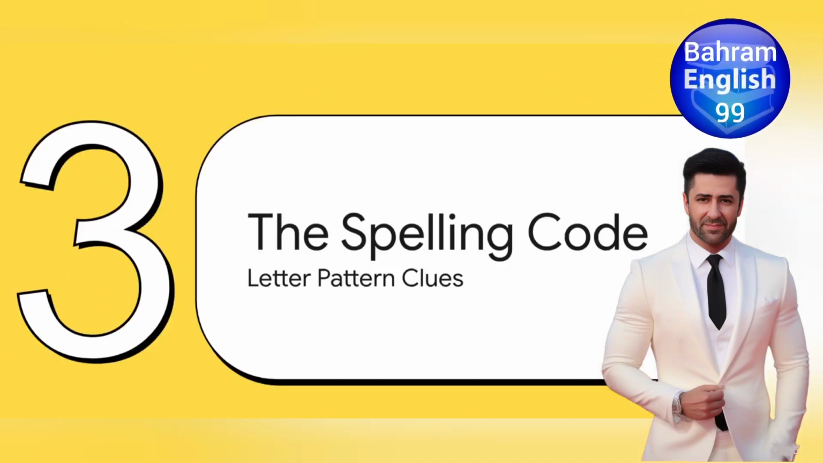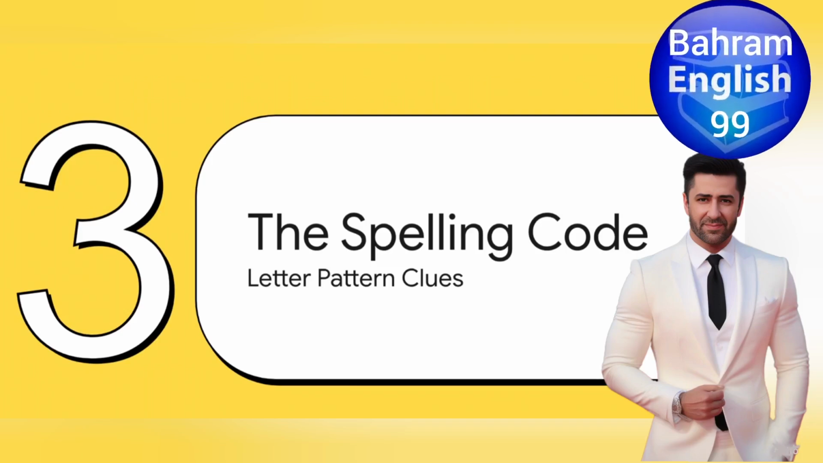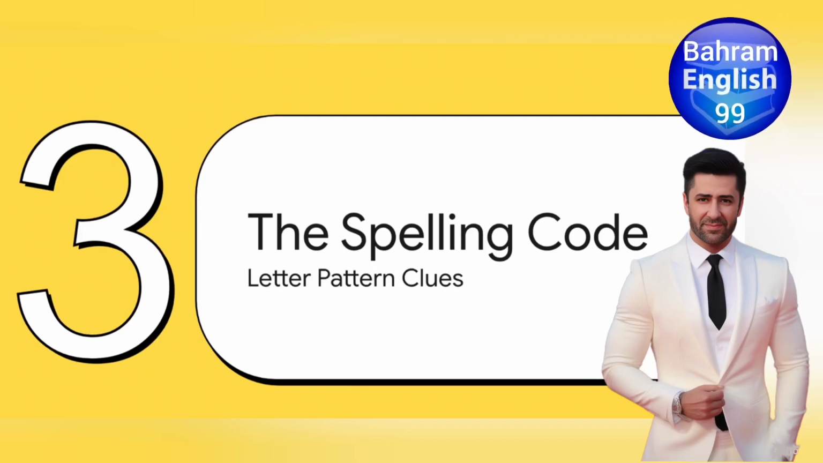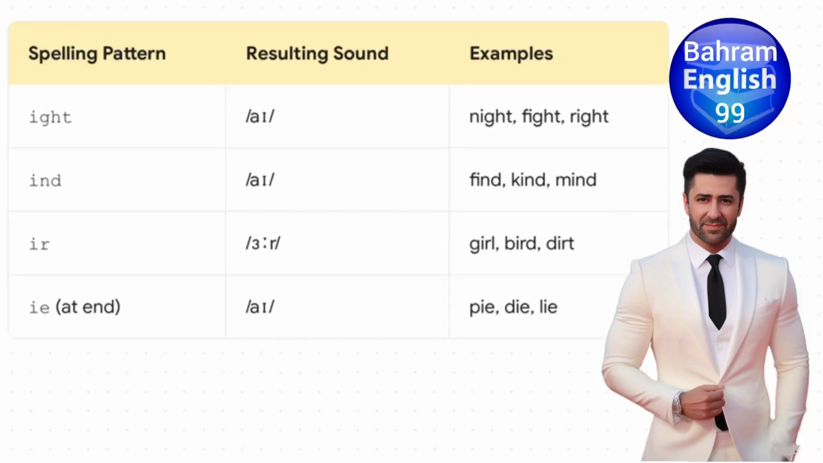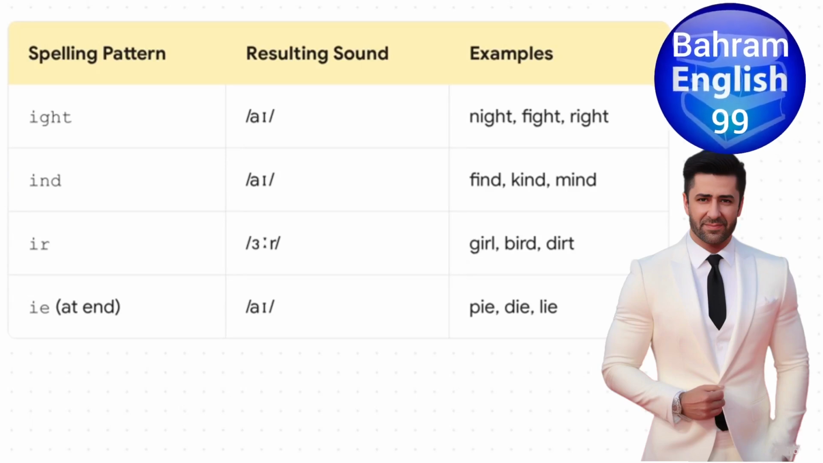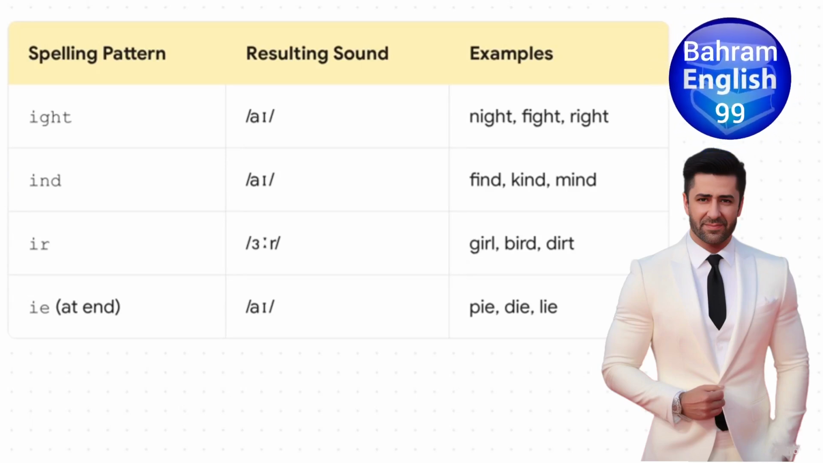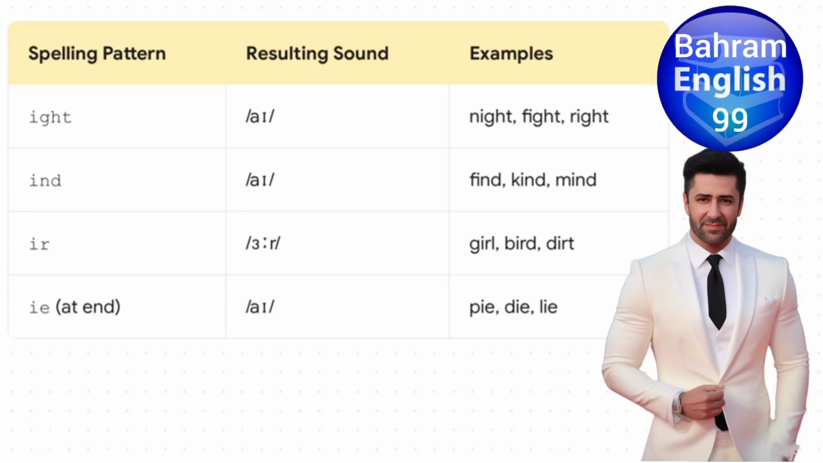Okay, so we've identified the sounds. Now let's get practical. Let's crack the spelling code by looking for specific letter patterns that give us clues. This table right here, this is your cheat sheet. Seriously, certain letter combos are incredibly reliable.